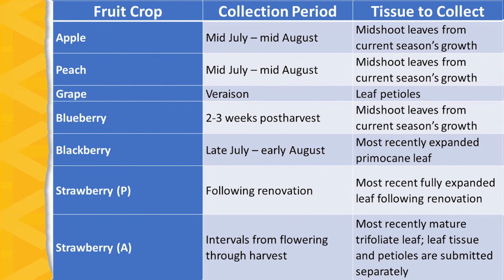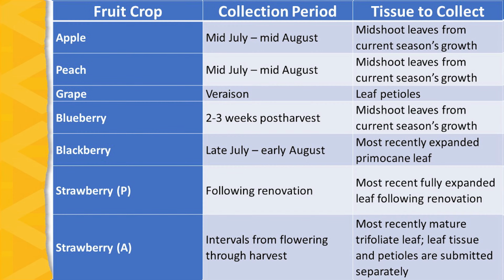With blueberries, the collection period is 2 to 3 weeks post-harvest, and the type of tissue sampled is mid-shoot leaves from current season's growth. With blackberries, we select the most recently expanded primocane leaf in late July to early August. Perennial strawberries, we sample following renovation, and the most recently fully expanded trifoliate leaf is collected.